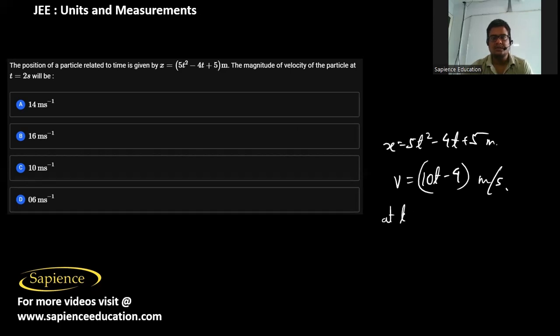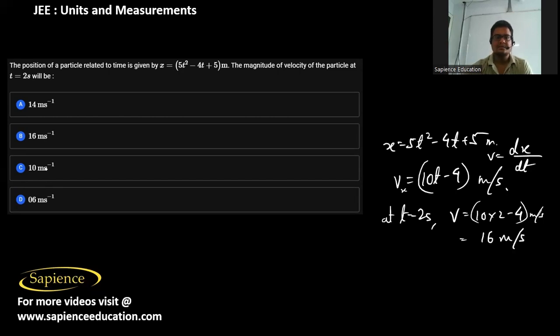So at t equal to 2 seconds, its magnitude will be, so how we got it: v is equal to dx by dt. So it is the velocity along the x-axis, which will be 10t minus 4. So at t equal to 2 seconds, the velocity will be 10 into 2 minus 4 meter per second. So that will be 20 minus 4, that is 16 meter per second. So option B is the correct answer.